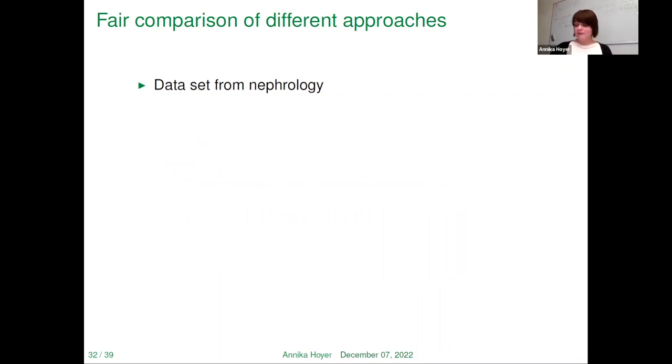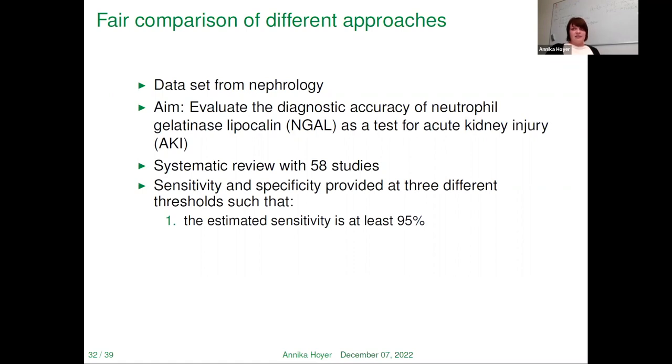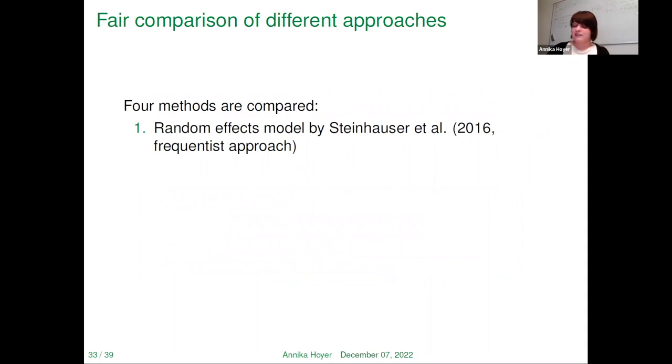We got a data set from nephrology with the aim to evaluate the diagnostic accuracy of neutrophil gelatinase-associated lipocalin, or NGAL, as a test for acute kidney injury. We have a systematic review with 58 studies, and the sensitivity and specificity are provided at three different thresholds, such that the estimated sensitivity is at least 95%, the estimated specificity is at least 95%, and the estimated sum of sensitivity and specificity is maximized. These data were provided to us, and then everybody used his or her developed method for the meta-analysis and to finally estimate the summary ROC curves.